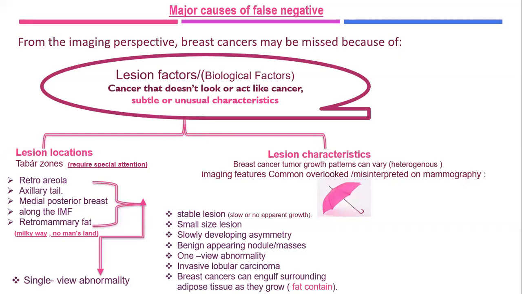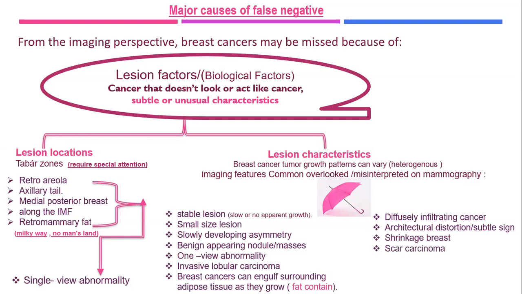Breast cancer can engulf surrounding adipose tissue, giving an apparent fat-containing lesion, which can result in misinterpretation. Diffuse infiltrating cancer can also be difficult to appreciate. Architectural distortion is usually subtle and difficult to differentiate from the adjacent normal tissue, especially if it is of the same density. A shrunken breast might also result in apparent folds. You might think the contralateral larger breast is the abnormal side, and scar carcinoma is usually challenging.